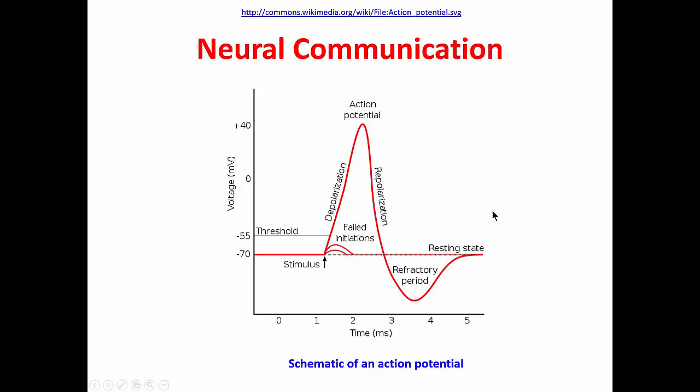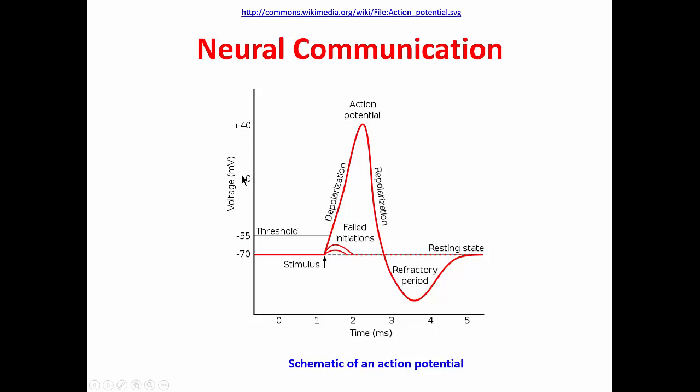Let's now take a look at how we might graph an action potential. This is slightly busy, so why don't we unpack it one bit at a time. Let's start on the y-axis, where we are tracking the voltage, again expressed in millivolts, but it's the same principle as we had seen in our battery.